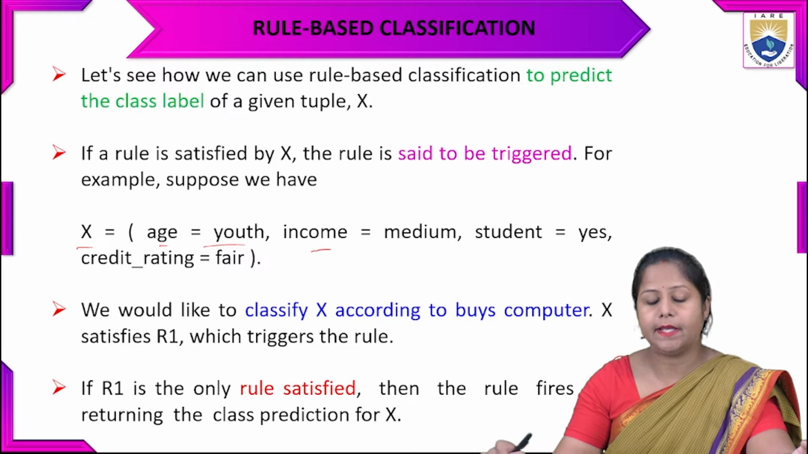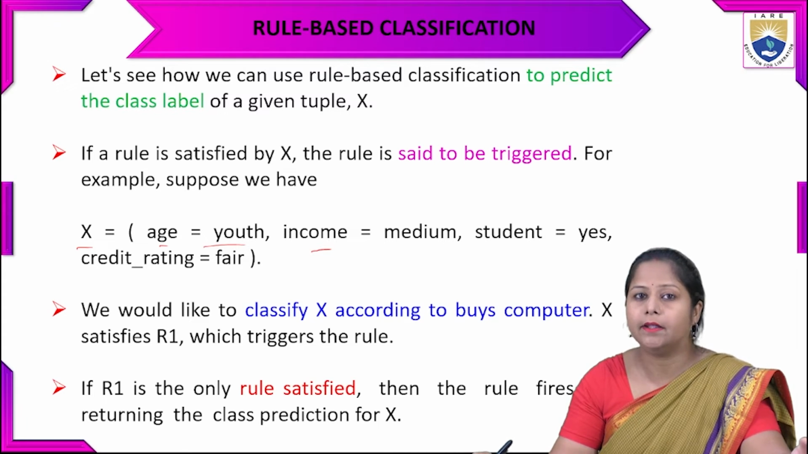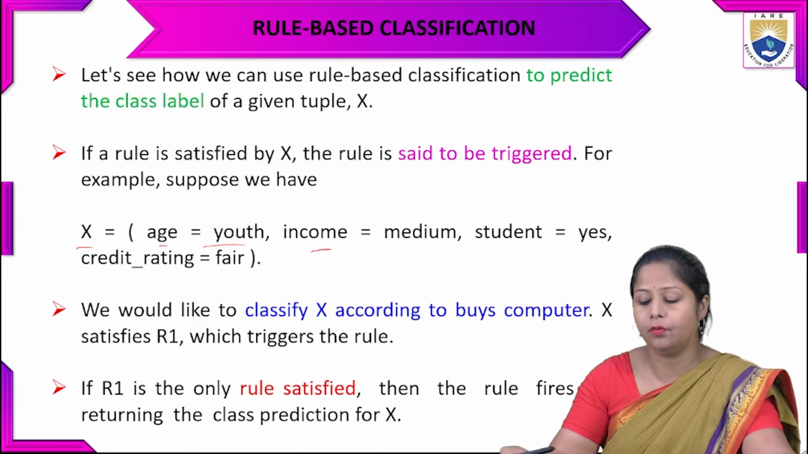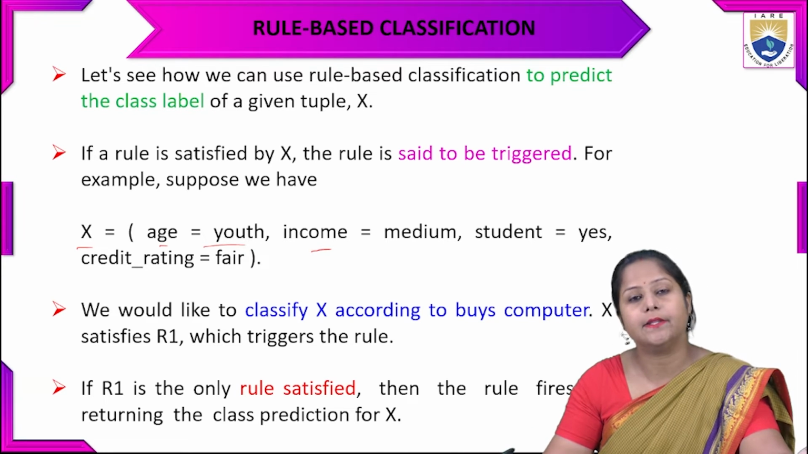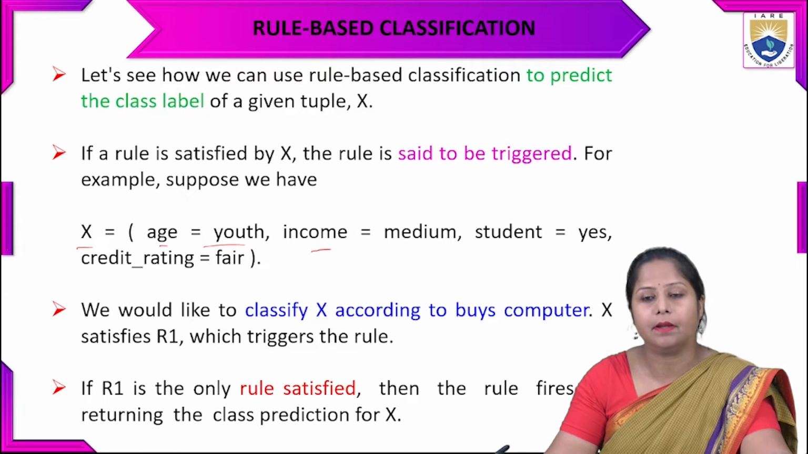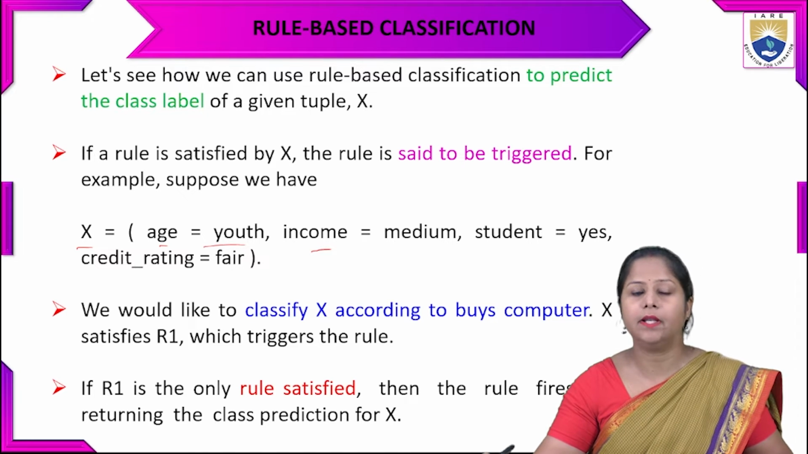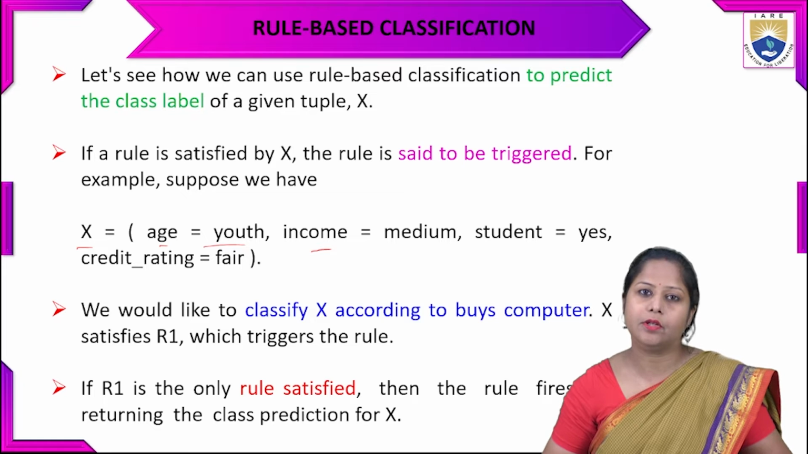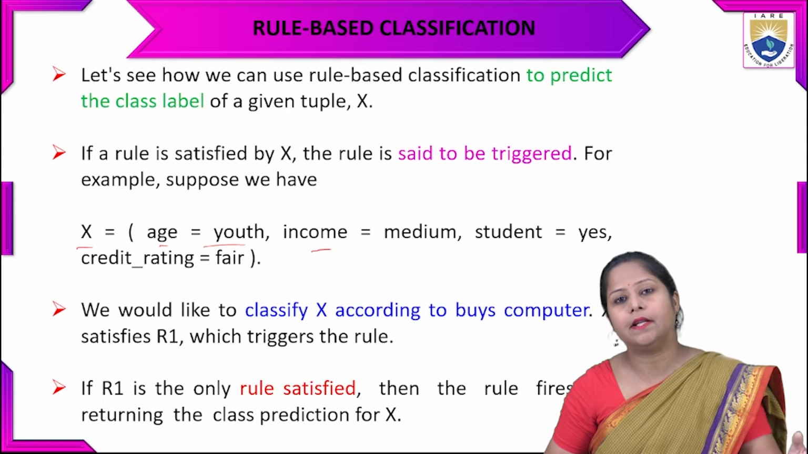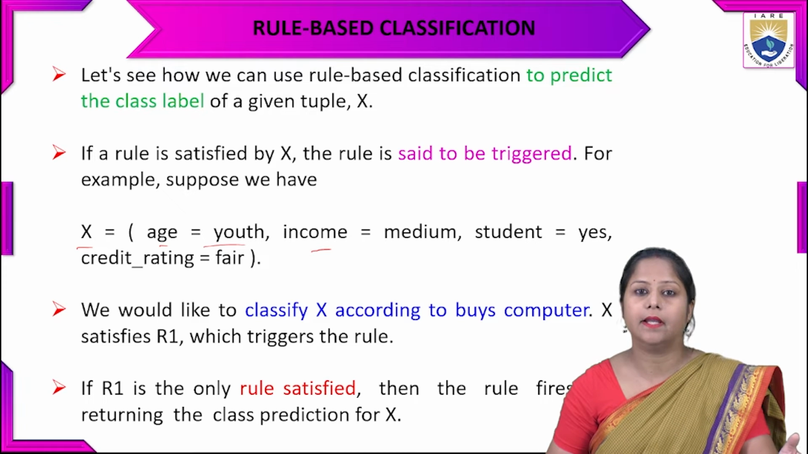If that particular rule is the only rule satisfied, because the other rules are not satisfied, then the rule fires by returning the class prediction for the given tuple. So if that rule is satisfied, only then is it going to be considered. Otherwise, the other rules that are not satisfied will not be fired and would not be considered.